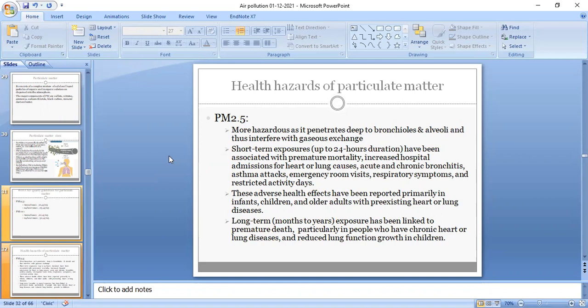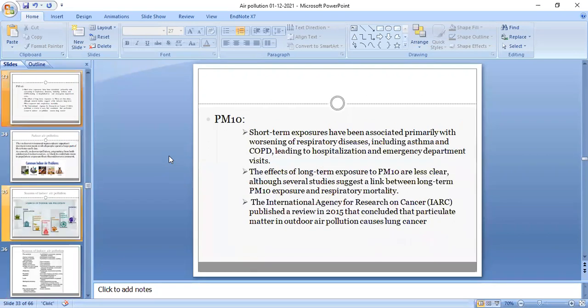And the long-term effects, when exposure is from months to years, have been linked to premature death, particularly in people who have chronic heart or lung diseases, and reduced lung function growth in children.